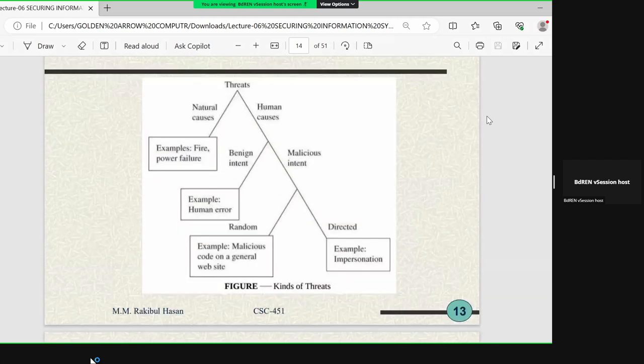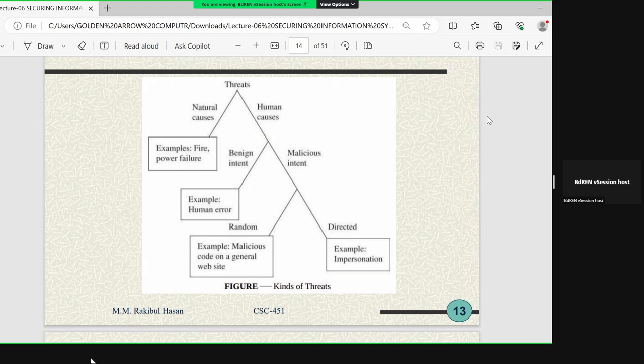Okay, now we will learn about different types of threat. Whatever the threat we have, we can classify them into two categories. One is natural cause, another one is human cause. Natural cause means nothing but a flood, earthquake, fire breakout, power failure. These are natural causes.